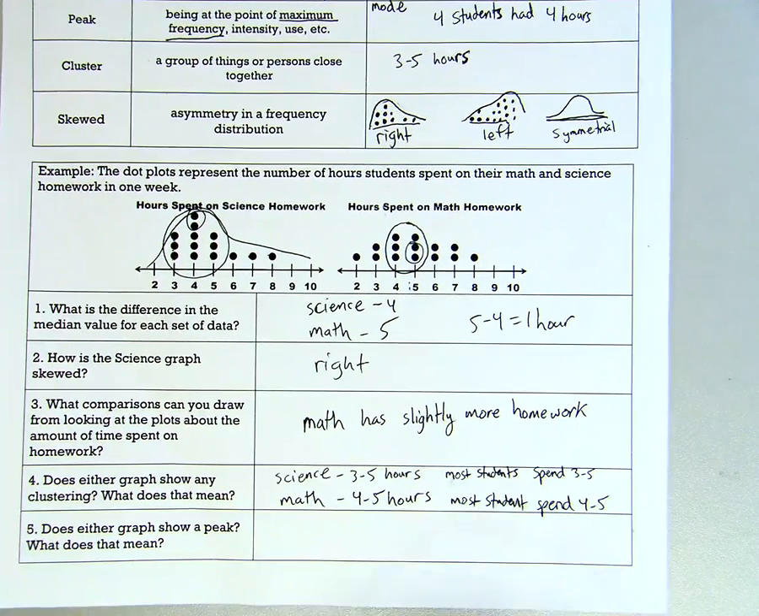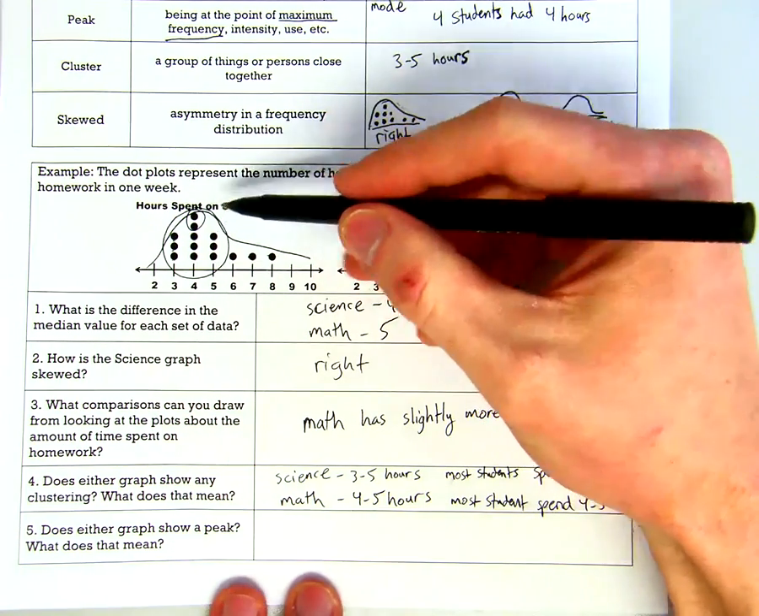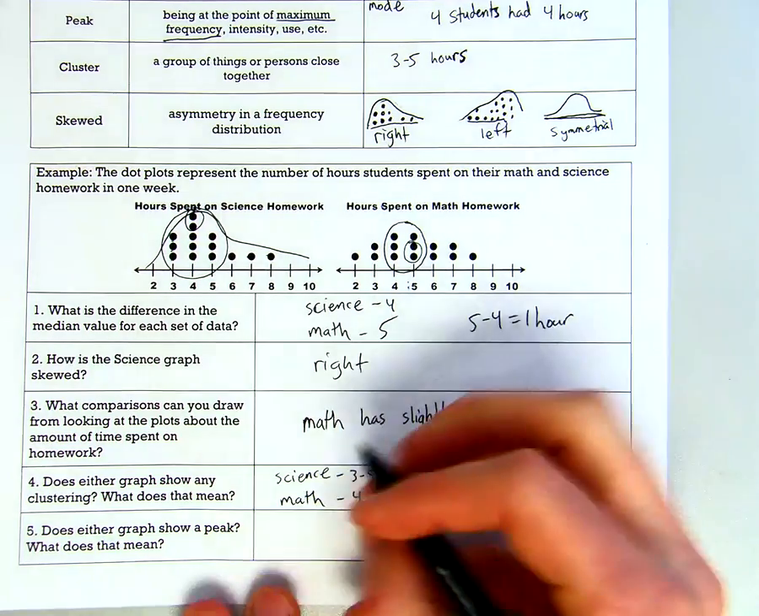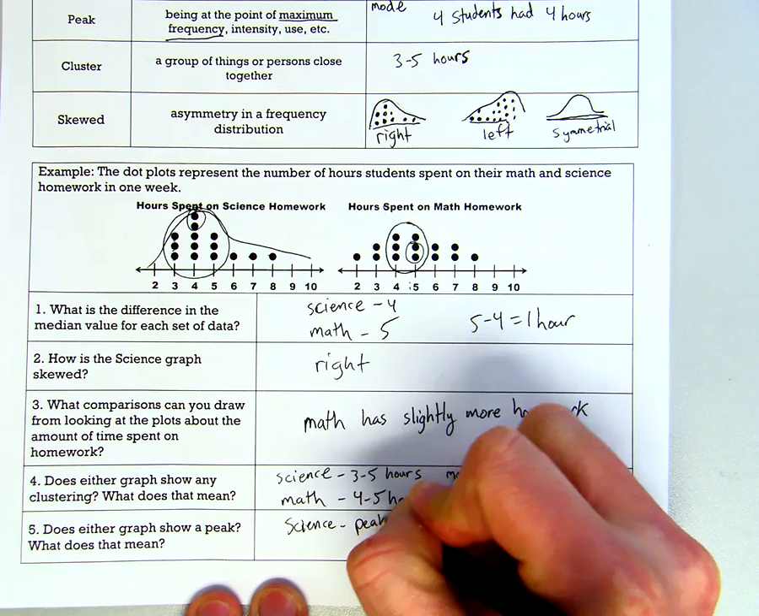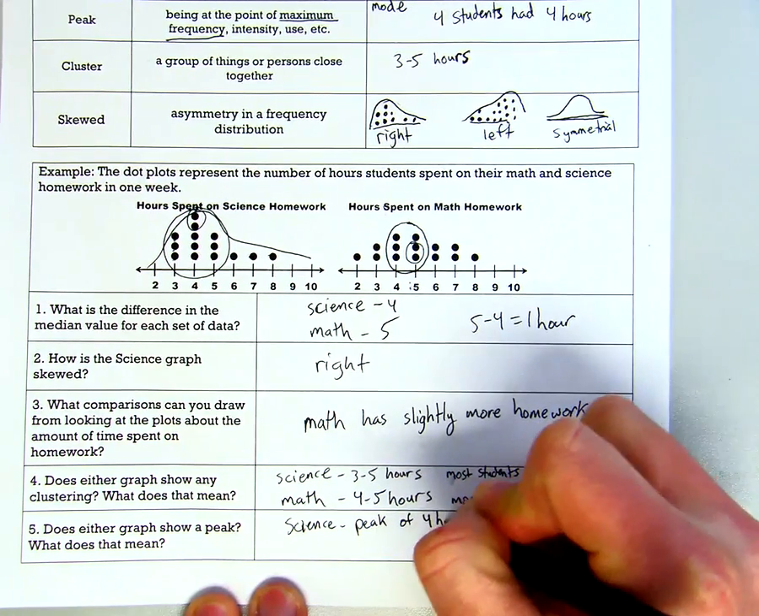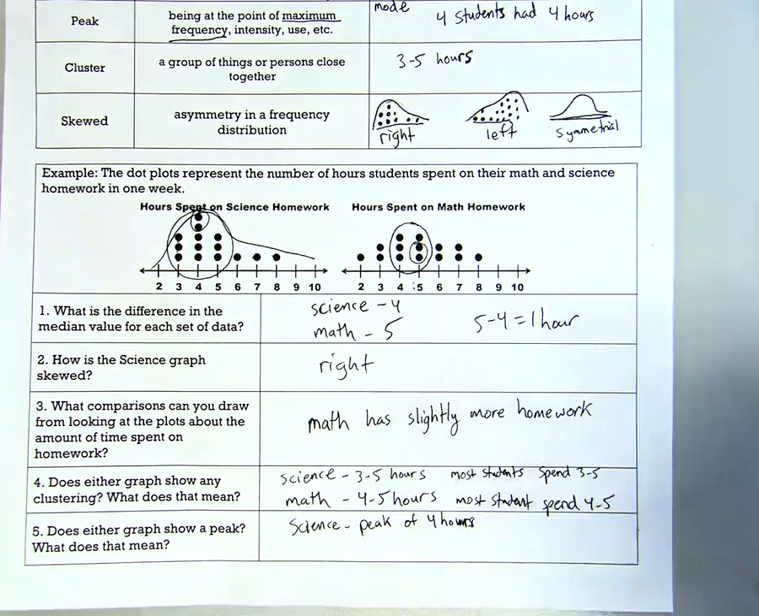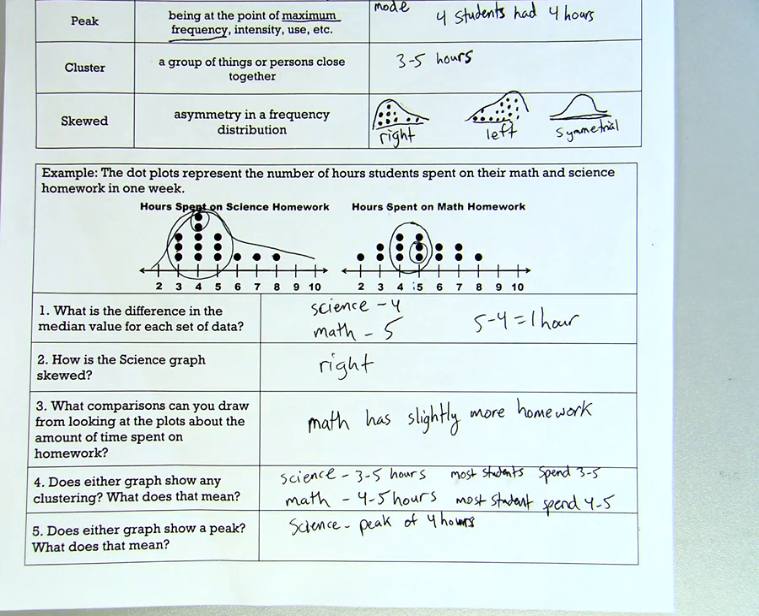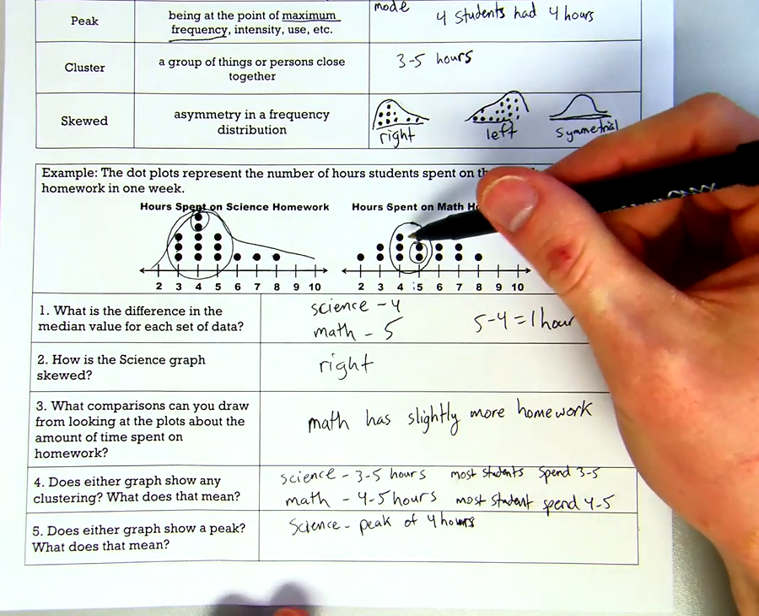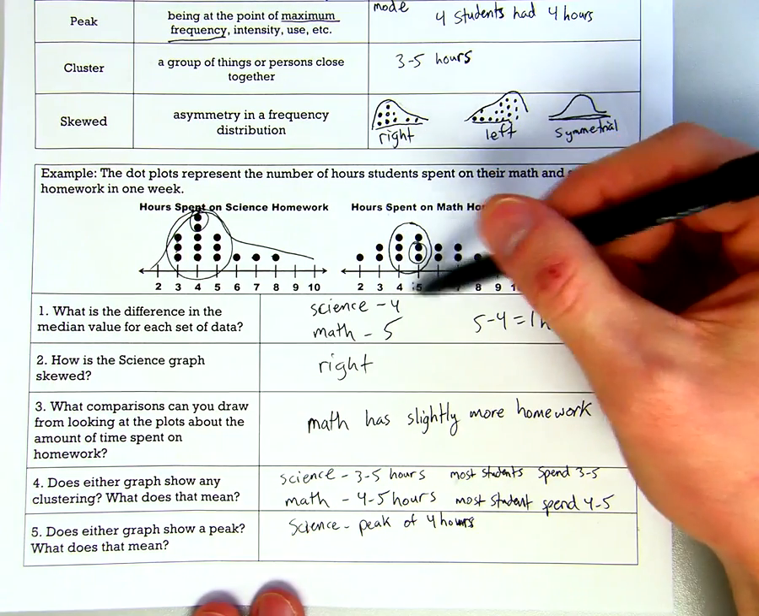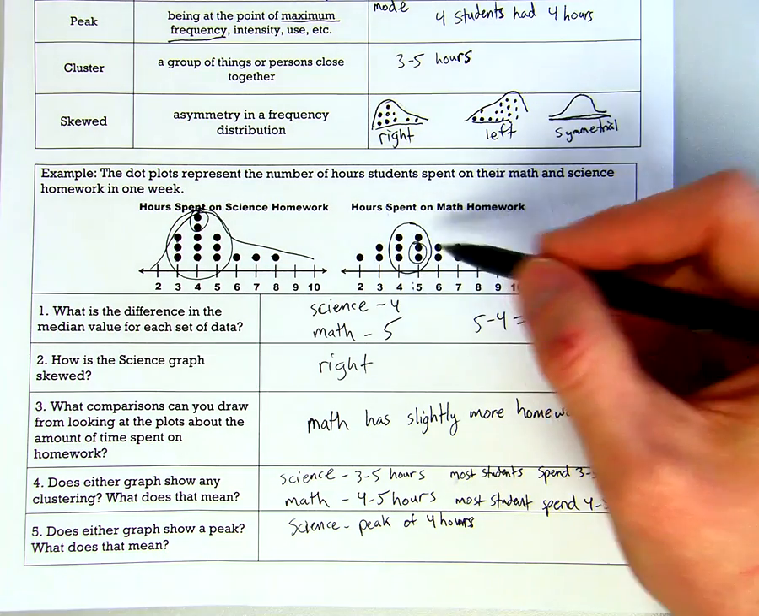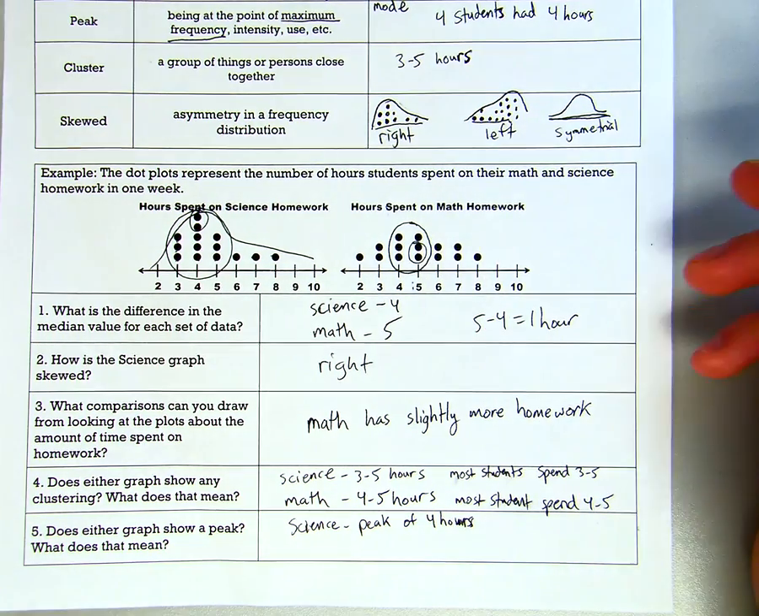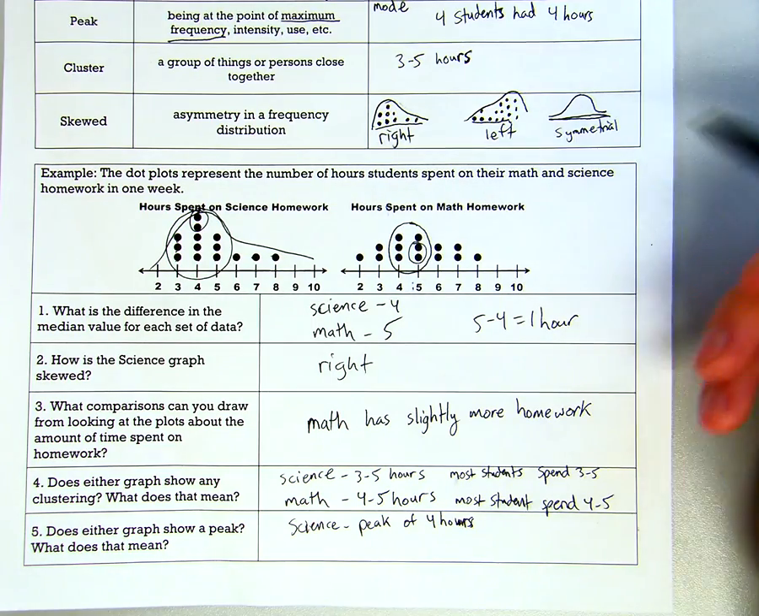And number 5, does either graph show a peak? What does that mean? If we look at our science one first, we know there is a peak up here of 4. That is the most common. So peak of 4 hours. That's our mode. And then if we look at our math, there's actually no peak here. 4 and 5 are tied, so there isn't one number that's more common than the other. Our mode would be both 4 and 5. But we can still say that is where the majority of them happen.